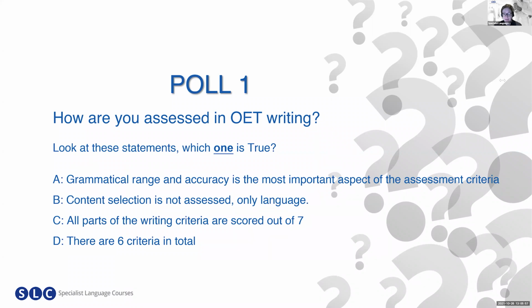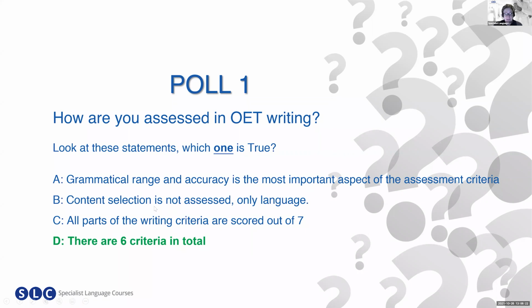So let's have a little look in more detail. Grammatical range and accuracy is important, but it's not the most important aspect of the assessment criteria. All of them are looked at. If you make a few minor errors, it's not going to reduce your score dramatically. So it's not like in other exams like IELTS that really focus on it, but it is important.